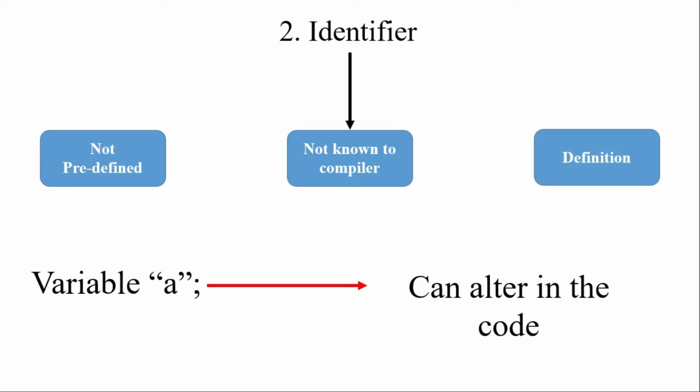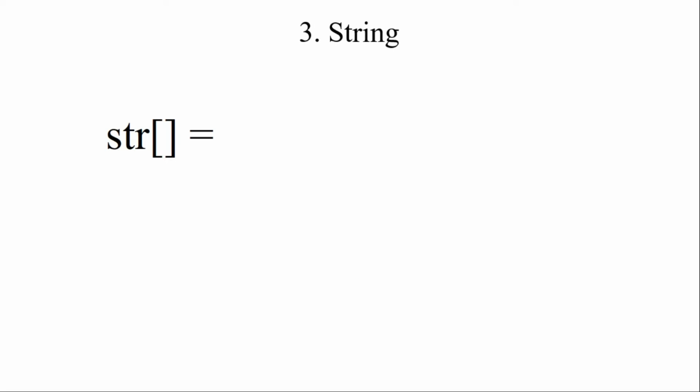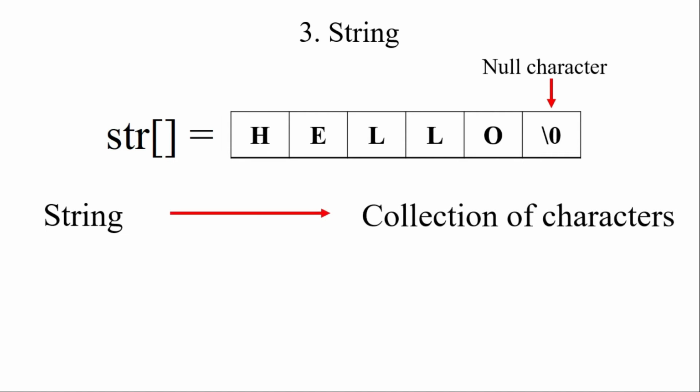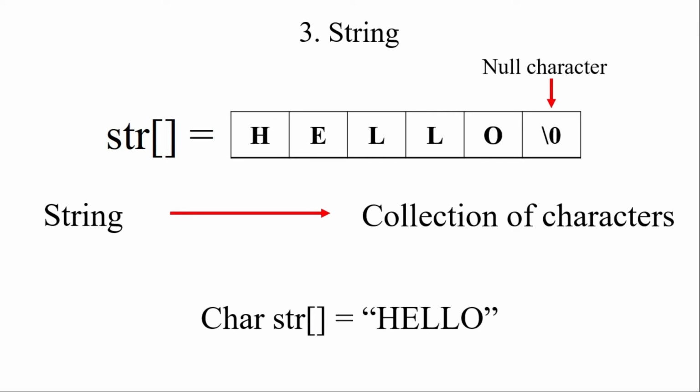The third token is strings. In C programming language, a string is a sequence of characters which is terminated with a null character. In simple terms, we can say that a string is nothing but a collection of characters, but it is placed in double quotation marks. When the compiler encounters a sequence of characters enclosed in double quotation marks, it appends the string with a null character at the end by default. This null character signifies the end of the string.